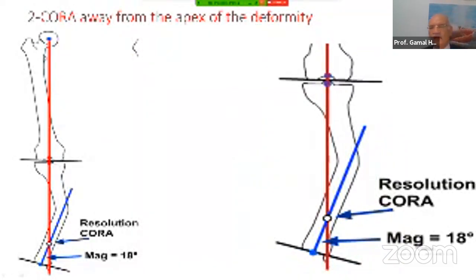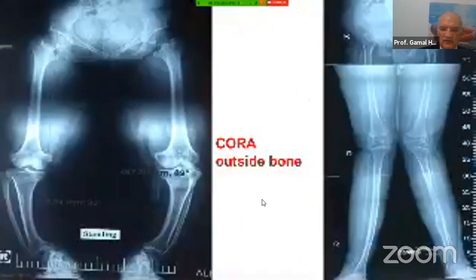But what about if you have this problem? CORA away from the apex of the deformity, like this patient. This is the apparent CORA, and this is the real CORA. Or you have the CORA outside the bone. Look here, if the chondroplasia, if you draw the axis of the proximal segment and the axis of the distal segment, they meet outside the bone. Here also, they meet outside the bone.